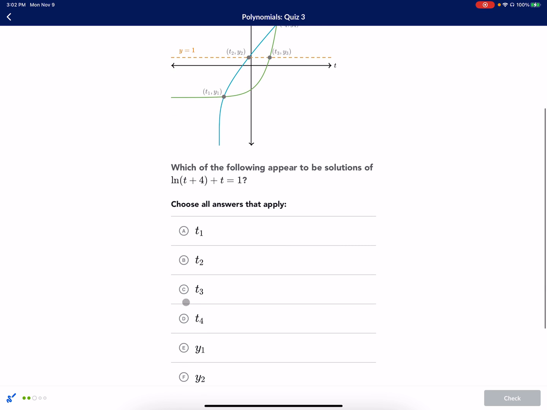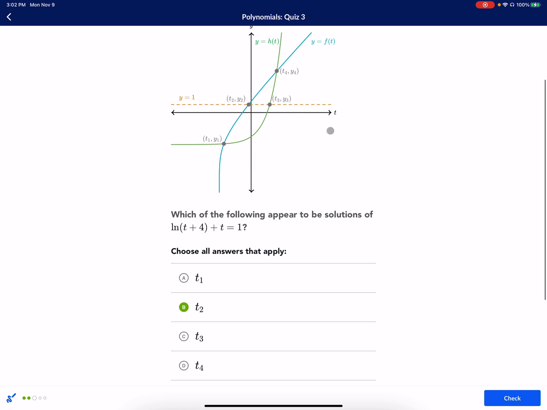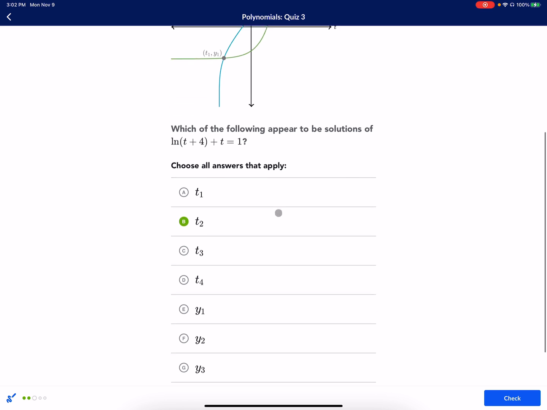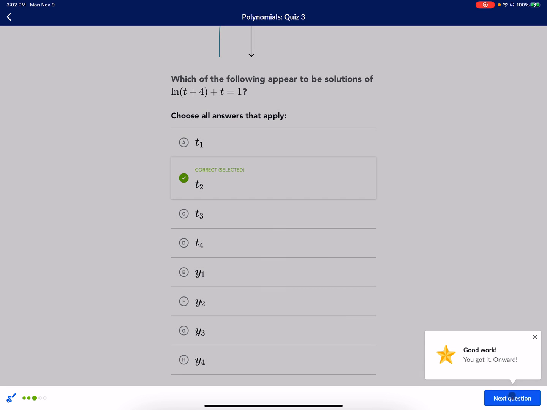So I'm going to select t sub 2, and because it doesn't intersect, referring to f of t here, the blue one, and y equals 1, the orange one, because those never intersect ever again, that's the only one I'm going to select. Let's see how we did. Whew, we did it. All right, next question.